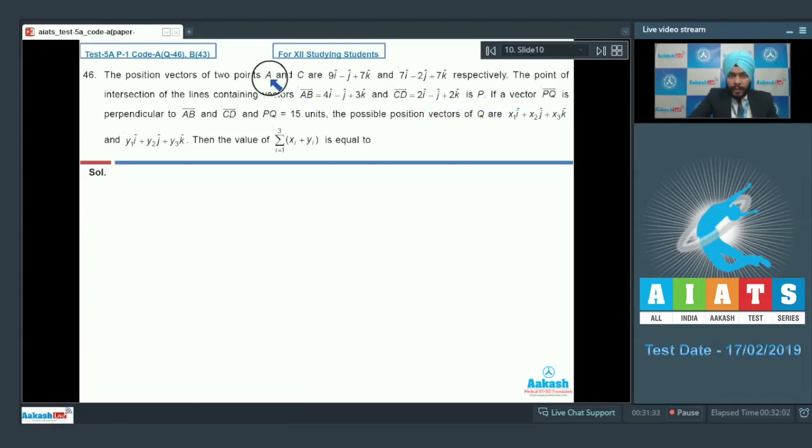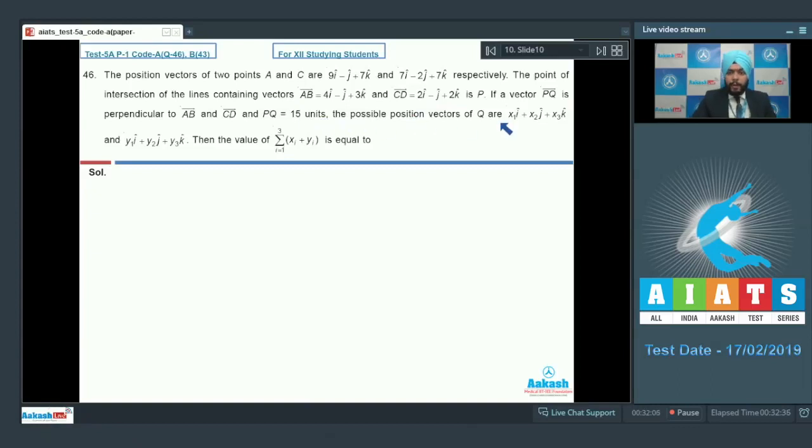Now students, we are given point A, we are given direction ratios of AB. So we know the equation of line AB. Further, we are given the position vector of C, we are given the direction ratio of CD. So we also know the equation of line CD. So we know the point P ultimately. If PQ vector is perpendicular to AB vector and CD vector, so AB and CD direction ratios are given. So for PQ, you can easily calculate the direction ratios. From there, you can evaluate the coordinates of point Q because PQ is already given to be 15 units. So this question is very easy.